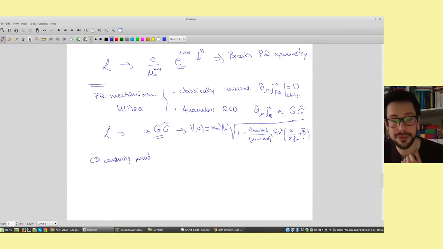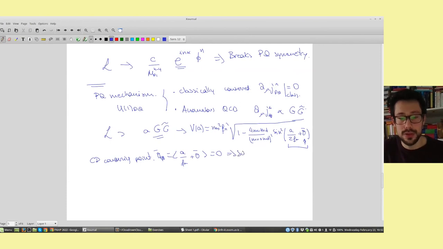This means that even if I start with a Lagrangian that had a given theta parameter, the minimum of the axion will take a VEV such that the effective theta, which is this whole combination, is equal to zero. One can easily check that the minimum of this potential corresponds to the point in which A over FA plus theta equals zero, and therefore theta effective equals zero, and we solve the strong CP problem, right?